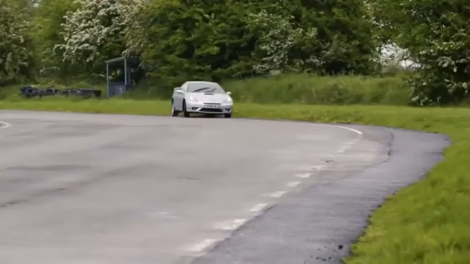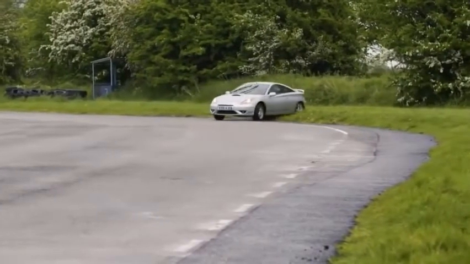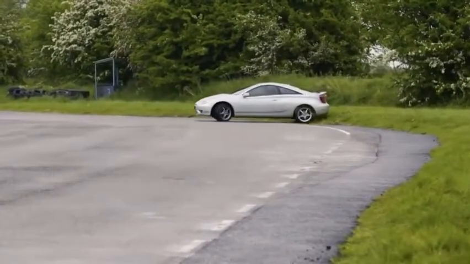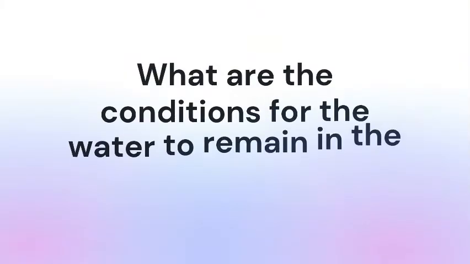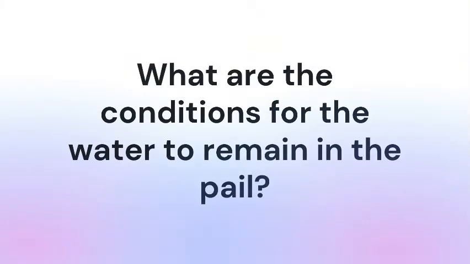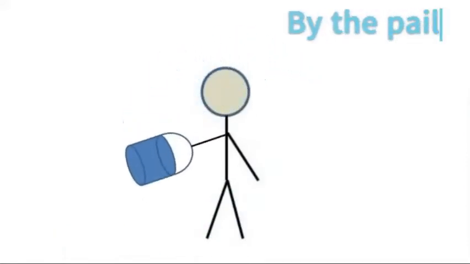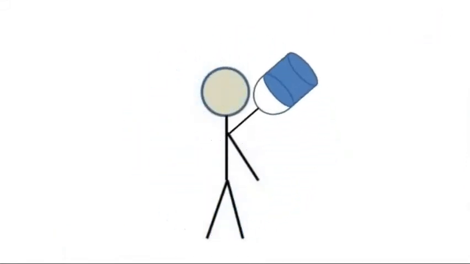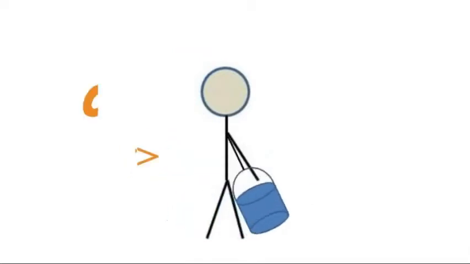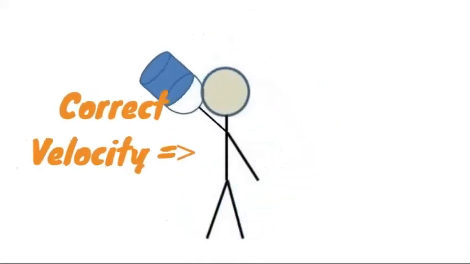This is the same effect you feel when you go around a tight corner in the car and get squished against the door. What are the conditions for water to remain in the pail? To keep water in the pail, forces exerted to the pail and exerted by the pail play a significant role. While moving, the pail will move at a constant velocity in a vertical circle. However, a man must spin the pail at the right velocity to not get wet.